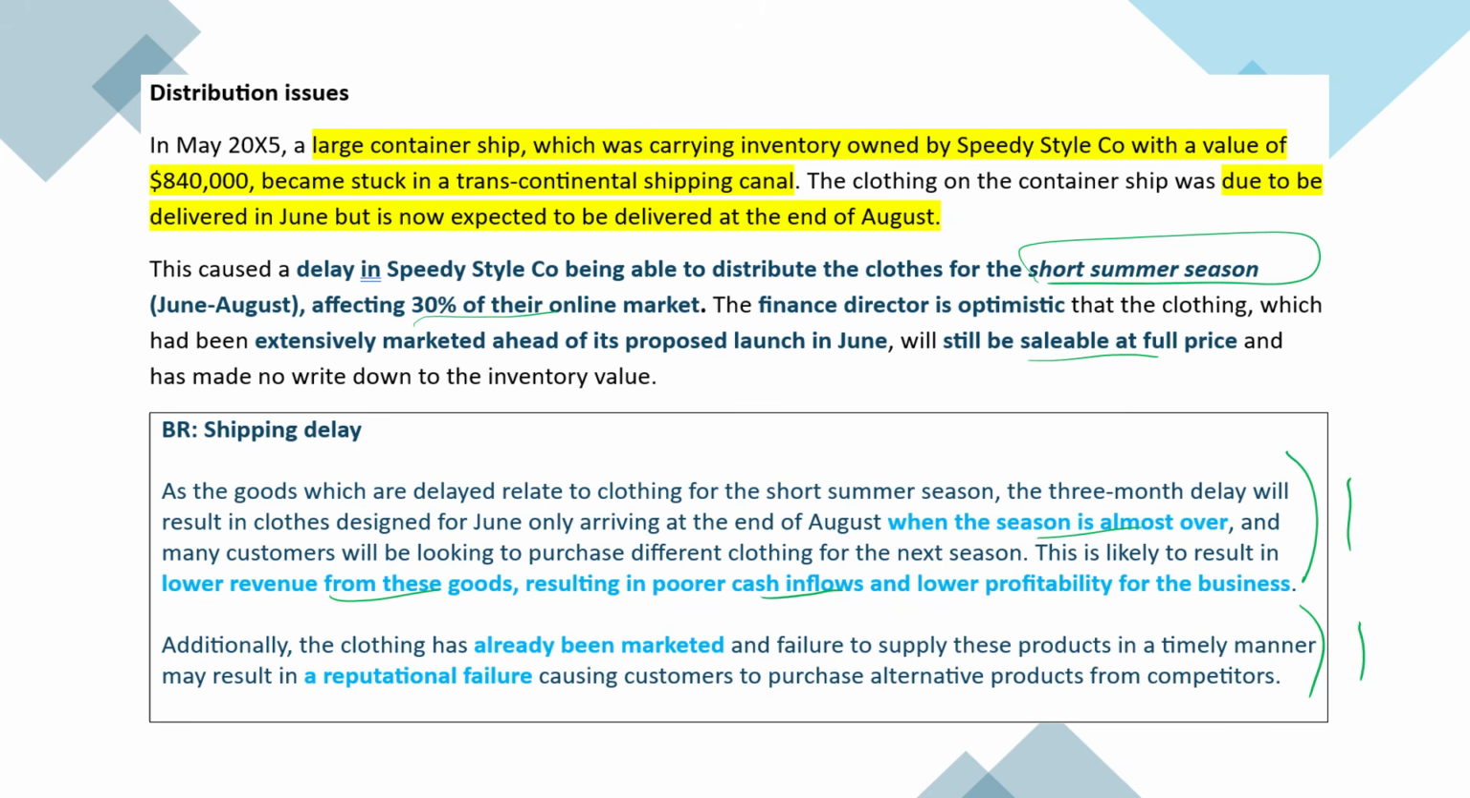I'm also concerned that because this has been already marketed quite heavily, there is going to be an impact on my reputation, and my customers could be switching to other alternatives which are readily available. So remember implication and then an evaluation by linking it to another fact, another piece of information, or another risk from the scenario.